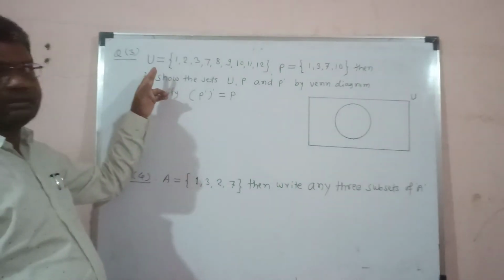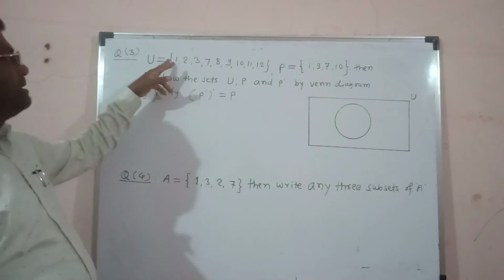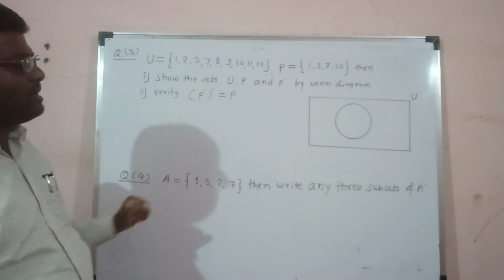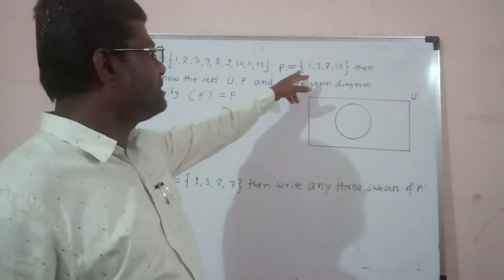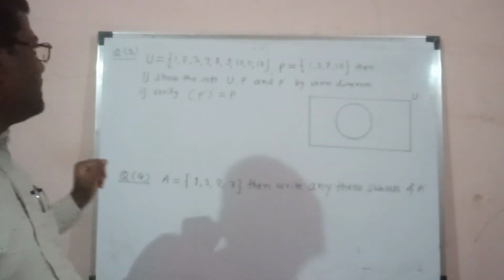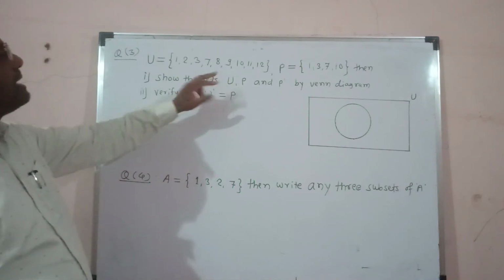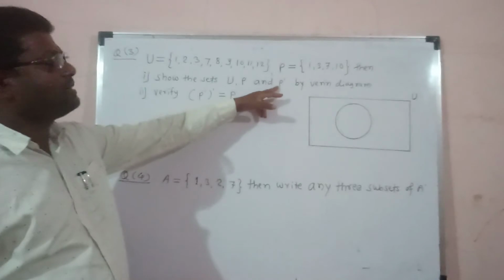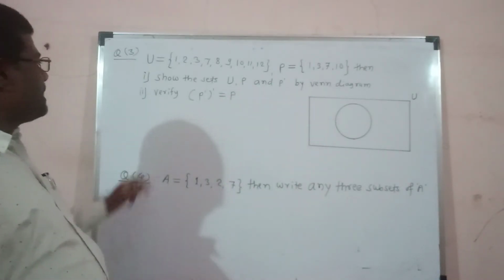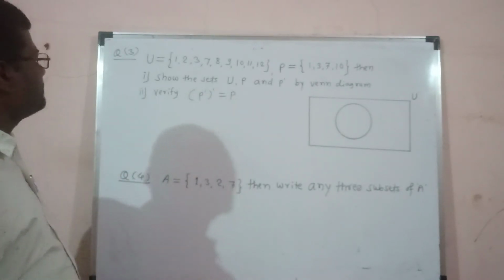Question number 3. We are given the universal set U equal to 1, 2, 3, 7, 8, 9, 10, 11, 12. P is equal to, in curly brackets, 1, 3, 7, 10. Then number 1 is show sets U, that is the universal set, P and P dash, where P dash is the complement of P, by Venn diagram, and verify that P dash of dash is equal to P.